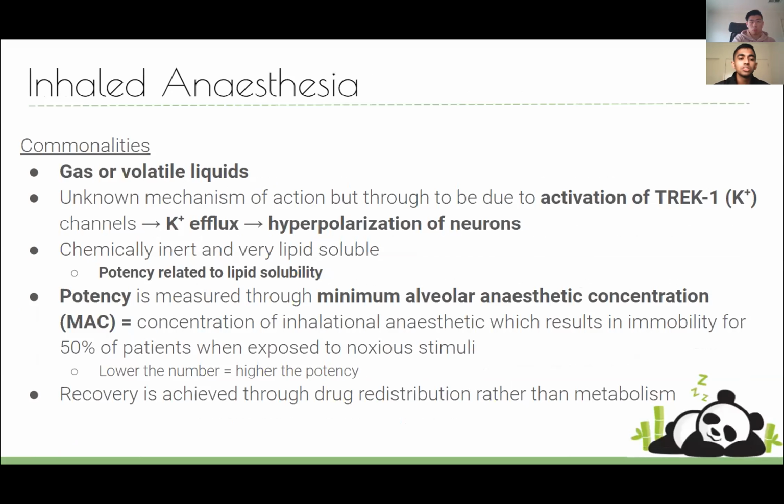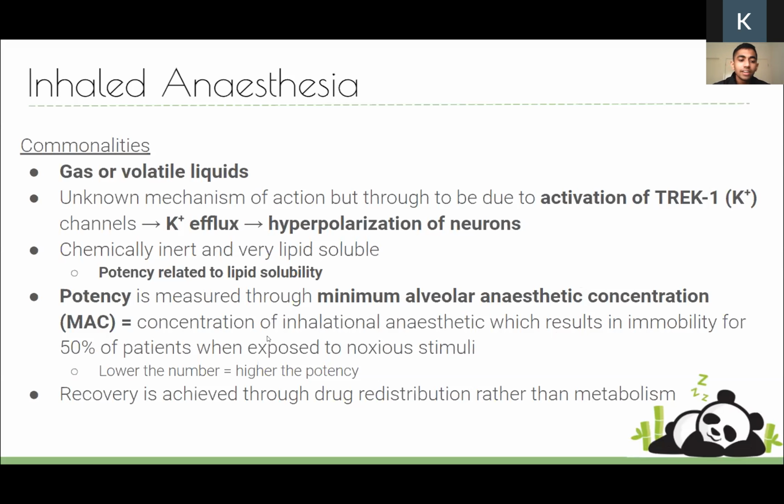Okay, so as opposed to IV anesthesia, we can have inhaled anesthesia, and that can be either gas or volatile liquids. The mechanism is unknown, but we think it's due to activation of TREK channels. So because we've got potassium efflux, we're also going to get hyperpolarization of neurons. Usually they're very chemically inert and lipid-soluble molecules, and the potency is really related to that. Potency is measured through their minimum alveolar anesthetic concentration. So this is basically the concentration of inhaled gas that they need in order to result in immobility.